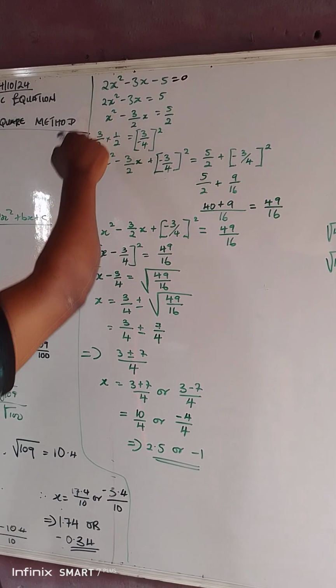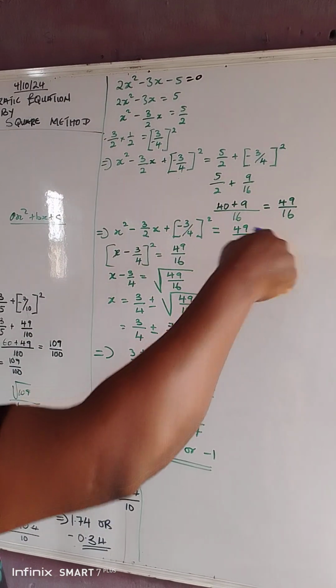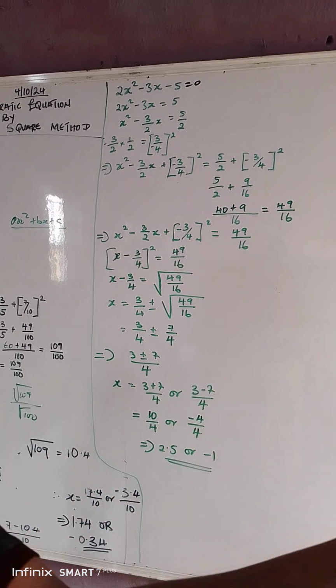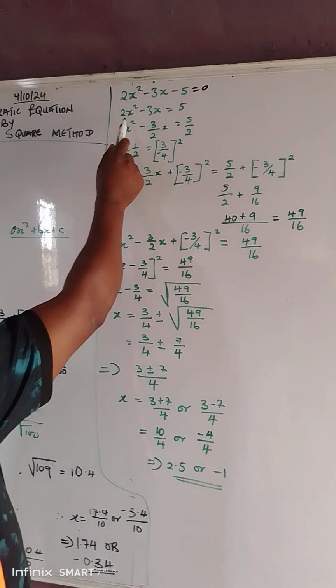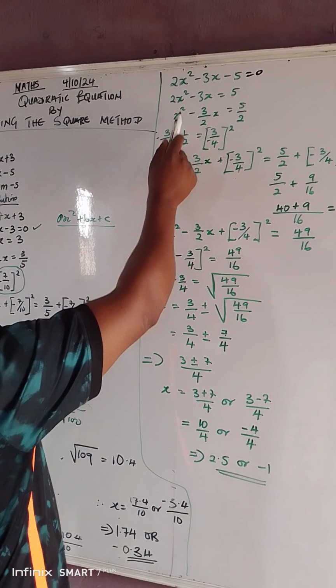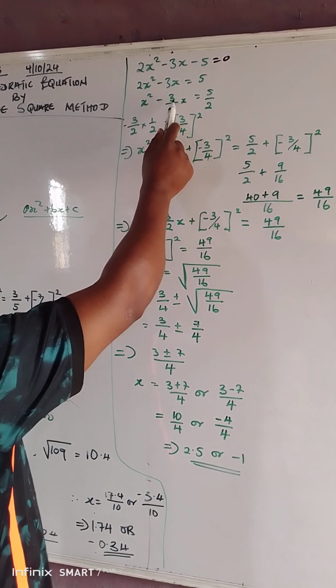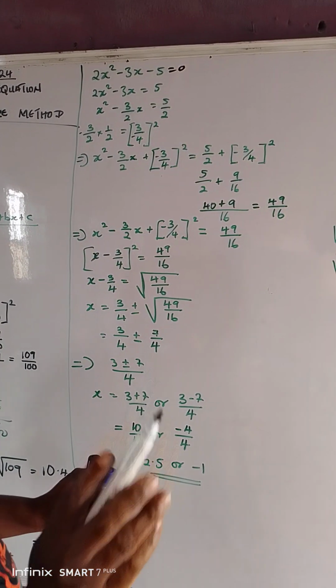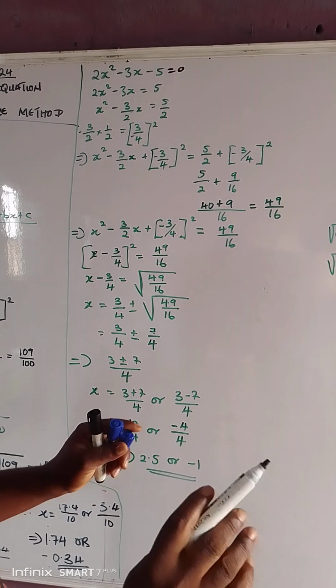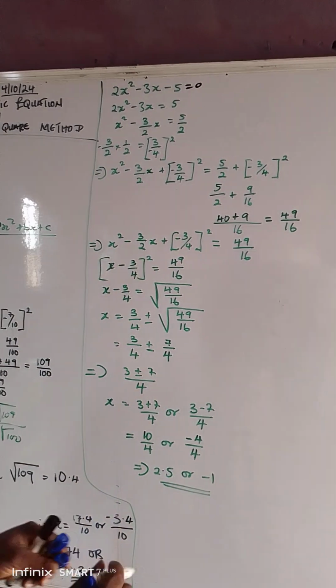What else do you do? You divide each of the terms by the coefficient of x squared. What is the coefficient of x squared? It is 2. So if we divide by 2, you will have x squared. If you divide by 2, you will have minus 3 over 2 x. And if you divide by 2, you will have 5 over 2. You cannot divide them perfectly, so you leave them in fraction.